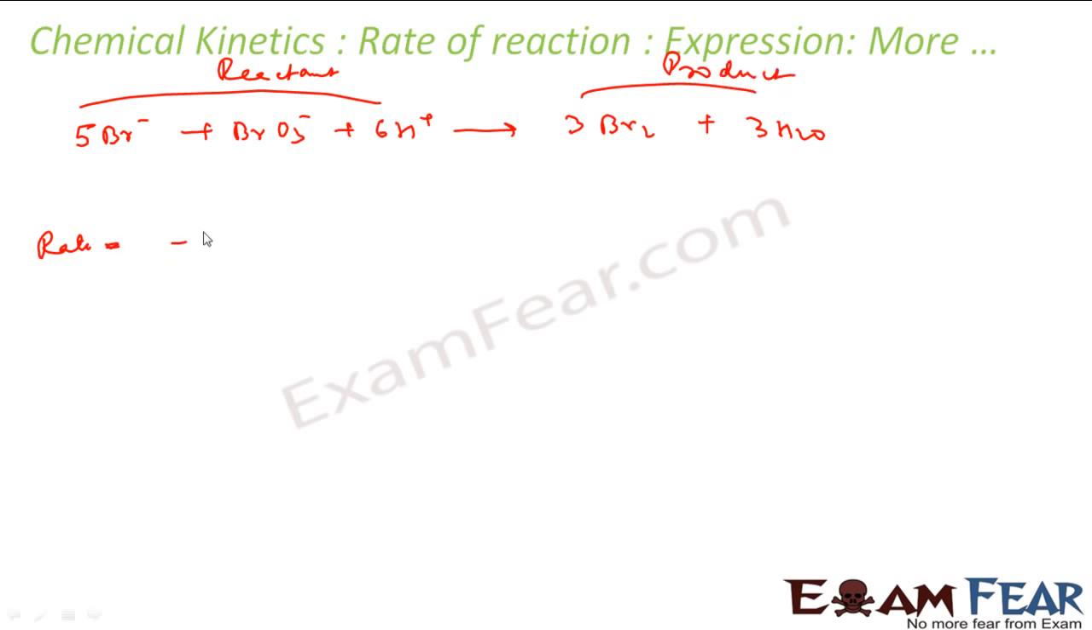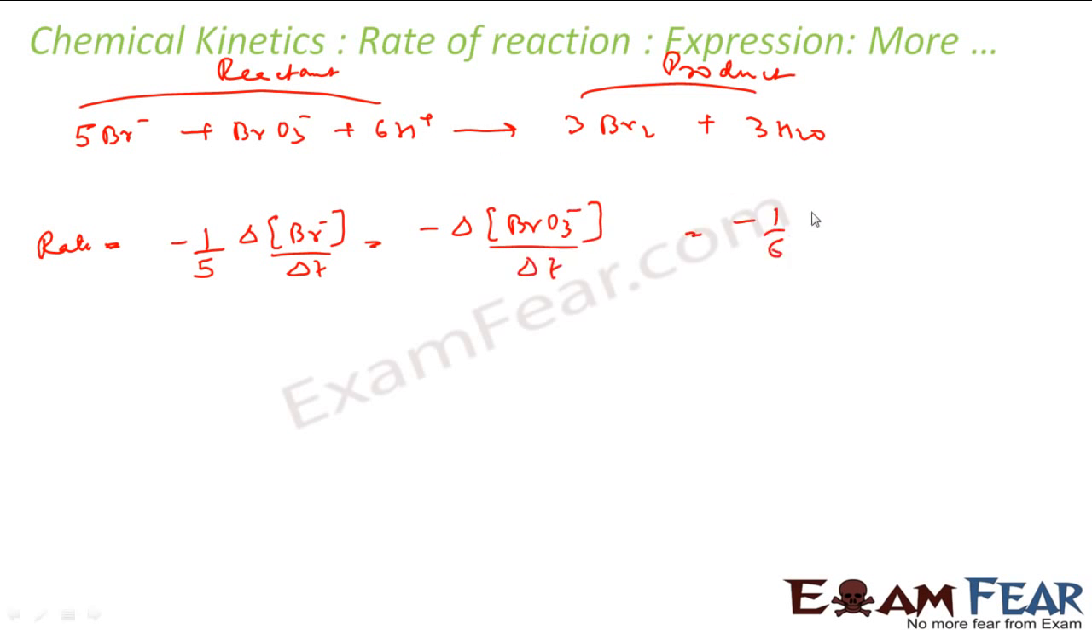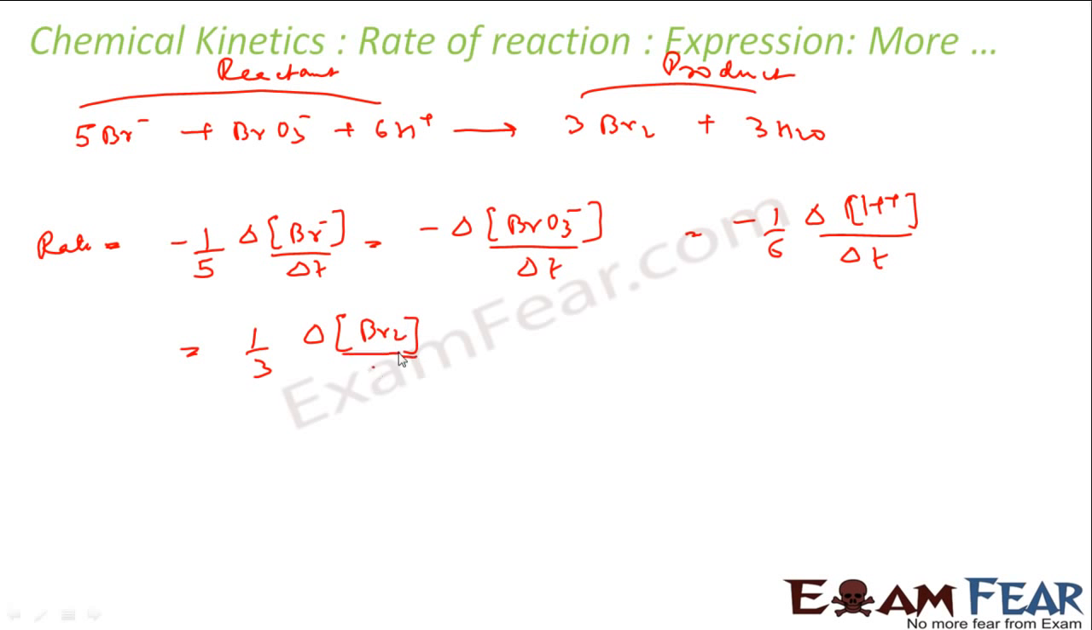So for reactant it will be minus, since it's a 5, minus 1 by 5, rate of change of concentration of Br minus by delta T, or there is no coefficient here, so it will be minus rate of change of BrO3 minus by delta T, or here there is a 6, so minus 1 by 6, change of concentration of H plus by delta T. This will always be equal to, again this is 1 by 3 because coefficient is 3, change in concentration of Br2 by delta T.